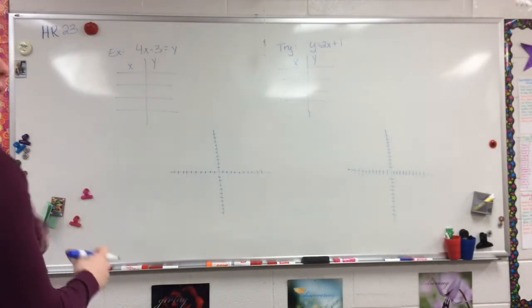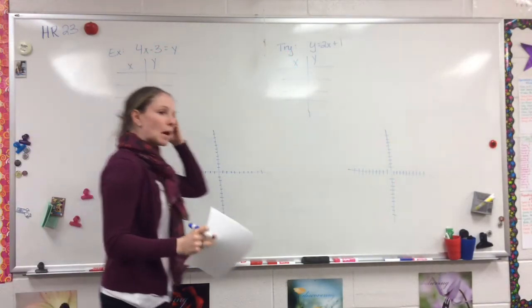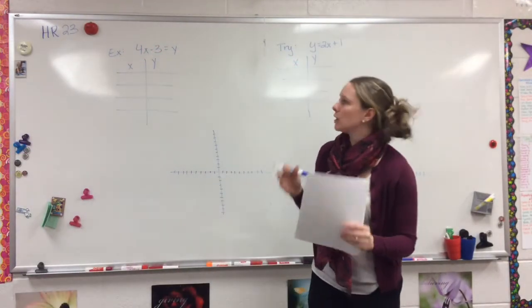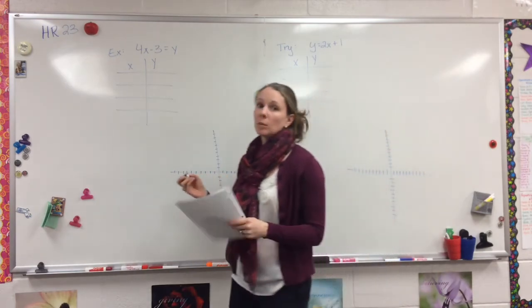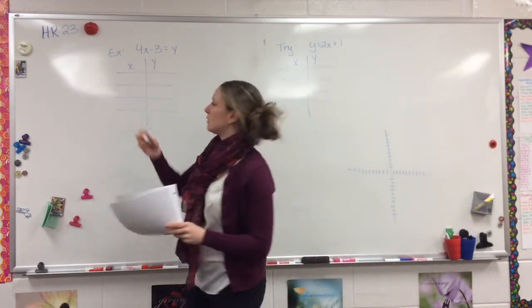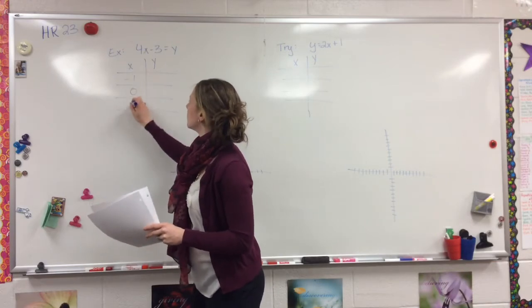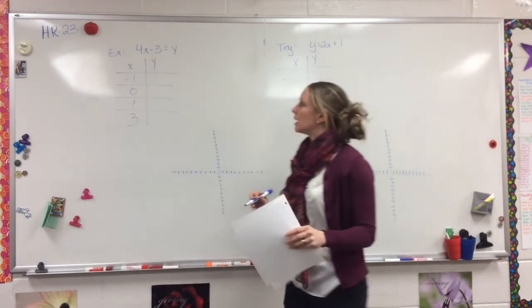Okay, we have a couple more examples on the board here. In this first example, I'm going to walk through this one with you. This time we have a 2-step function. So again, you can pick anything you want. Do not overcomplicate it for yourself. So -1, 0, 1, and 3 is what I've decided.